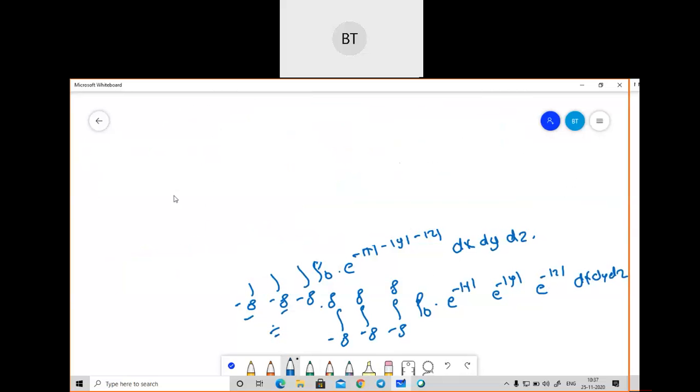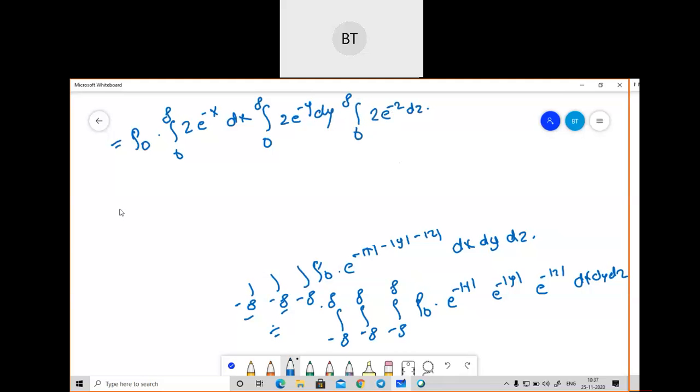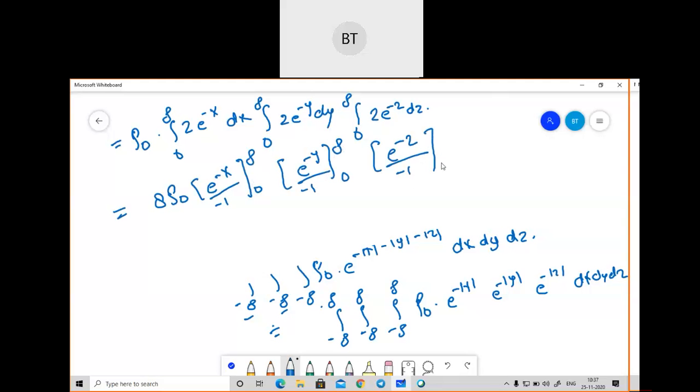Now how to open this bracket, you can see here. If you have to do simple integration, then rho naught into 0 to infinity 2e to the power of x dx, the other integration will become 0 to infinity 2e to the power of minus y dy, and 0 to infinity 2e to the power of minus z dz. So after opening the bracket, what I'm getting here is 8 rho naught into e to the power of minus x upon minus 1, limit 0 to infinity, into e to the power of minus y upon minus 1, limit 0 to infinity, into e to the power of minus z upon minus 1, limit 0 to infinity.